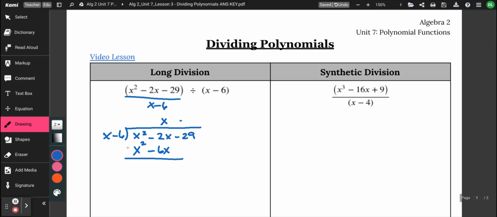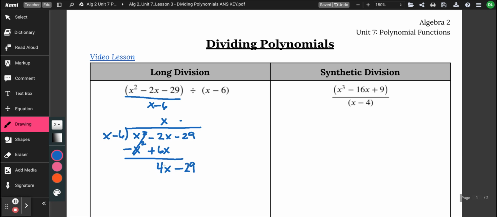Remember, we have to subtract, and subtracting is like adding the opposite. So we're just going to change the signs for both of these so that we can add straight down and then carry down the next term. And again, do the same thing. So we're going to repeat that again.